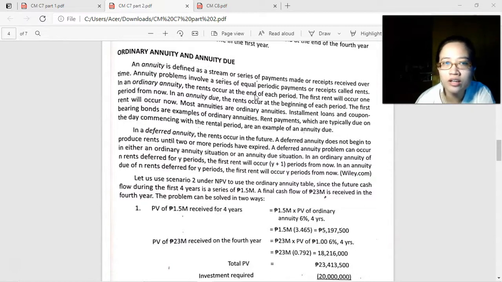Kumbaga, kunwari, nagre-rent ka ng bahay, magbabayad ka sa katapusan na ng buwan. Nag-start kang magrenta, uno, magbabayad ka sa katapusan. Ordinary annuity yon. The first rent will occur 1 period from now.